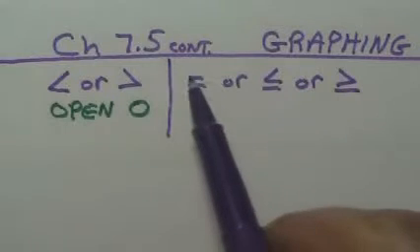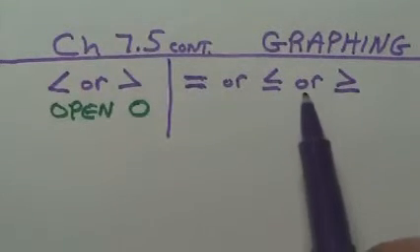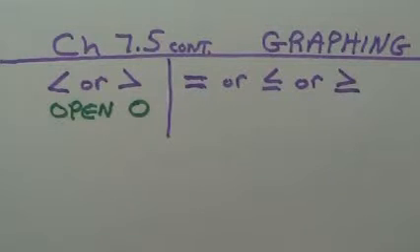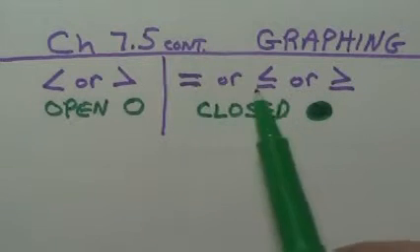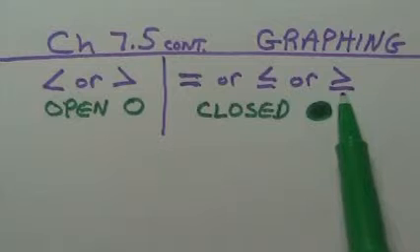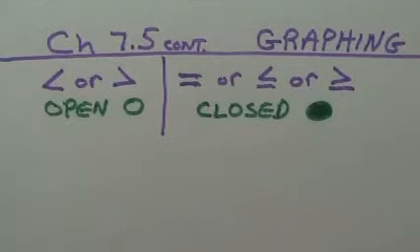Now, if you have an equals in the equation, or less than or equals, or greater than or equals, then we use a closed circle. So remember the bar right there, that bar means it's solid. If there's no bar, then it's open.